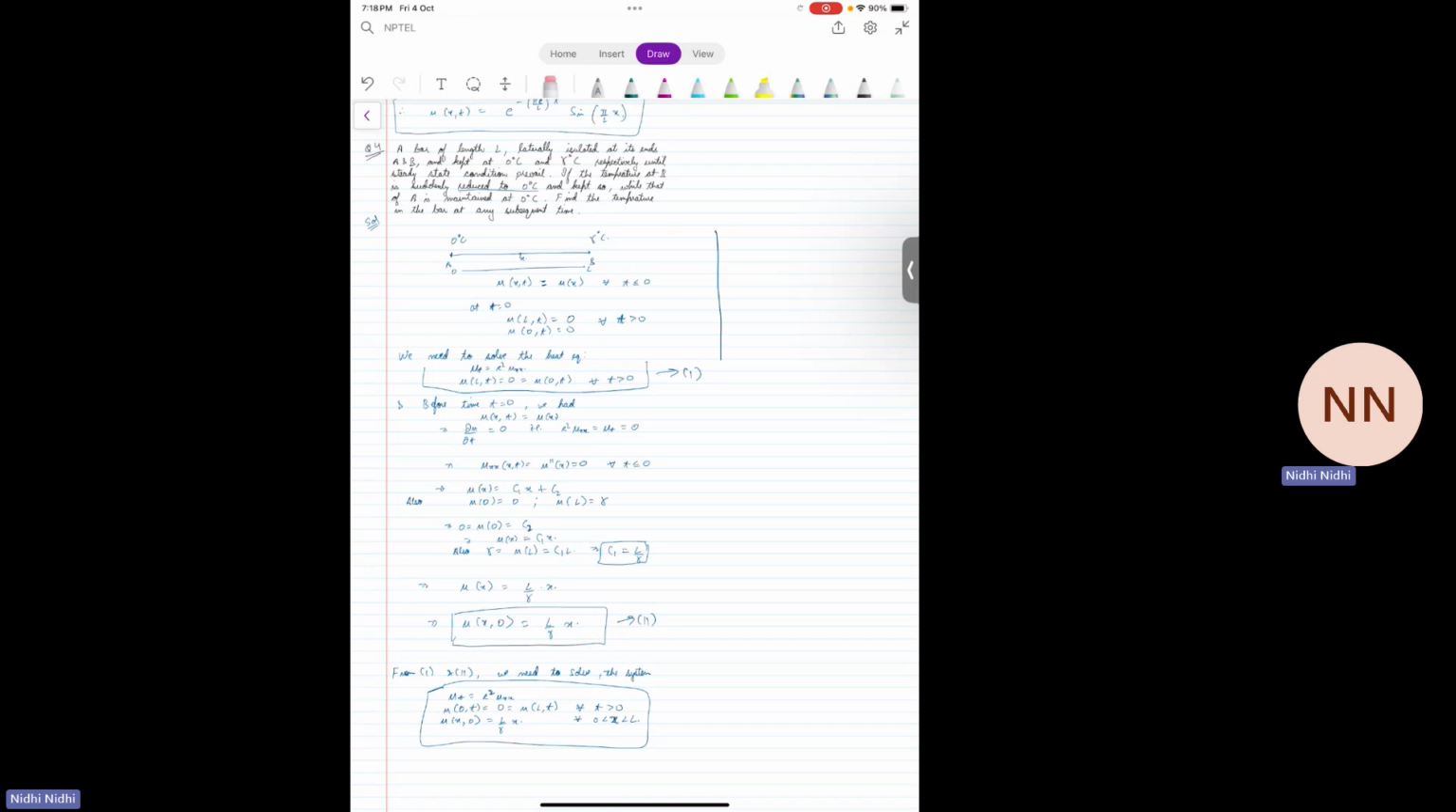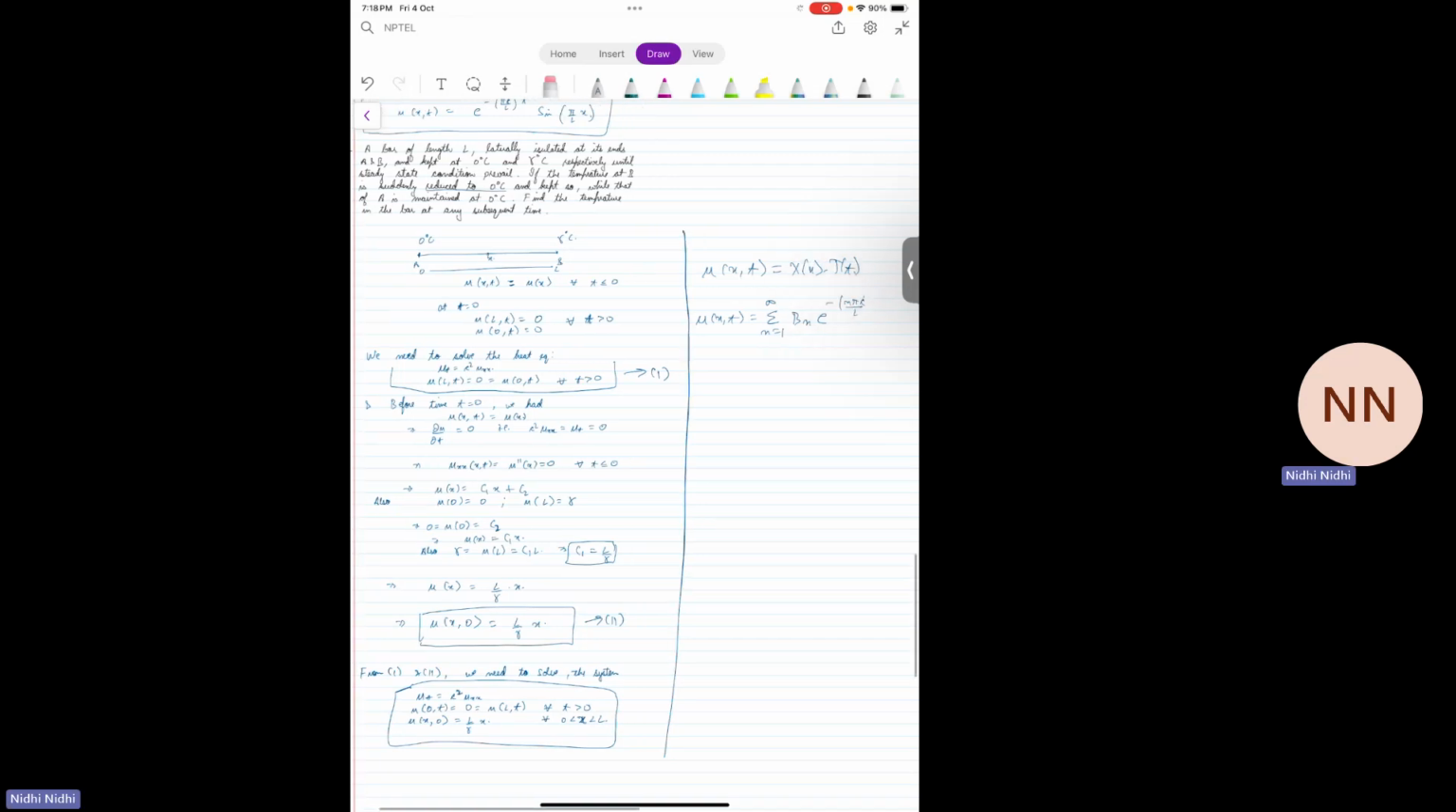So basically, again, you'll have to take the method of separation of variables. You'll take u(x,t) to be a function X(x) times T(t), and using the boundary conditions and the equation u_t = c² u_xx, you will end up getting u(x,t) equal to the summation n from 1 to infinity of some constant b_n times e to the power minus (n pi c by L) squared t times sin(n pi x by L).